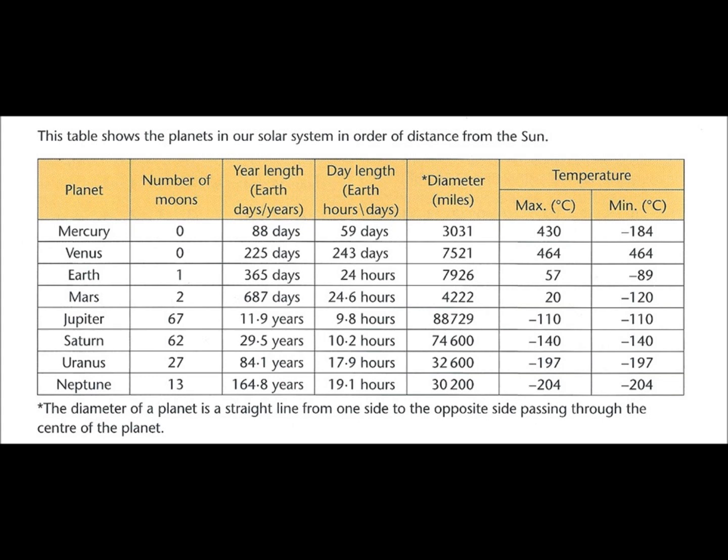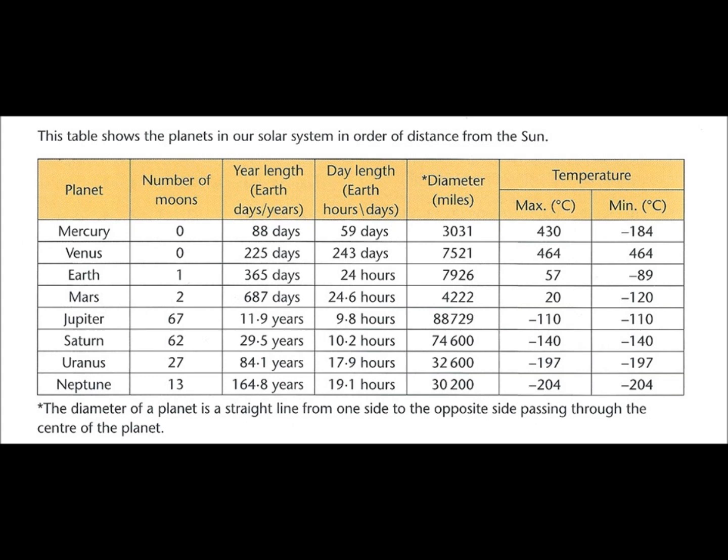To the right again, what is the diameter of the planet in miles? Now you'll see the diameter is accompanied by a little asterisk, and that means that there is an explanatory note. There's extra information to explain what that word diameter means. And if we look at the bottom where the green arrow is showing you now, the extra information is available there. The diameter of a planet is a straight line from one side to the opposite side, passing through the center of a planet. So I suppose in very simple terms, how wide is the planet, if you like?